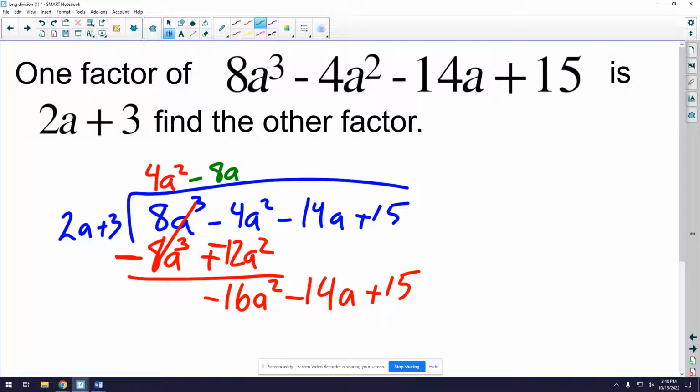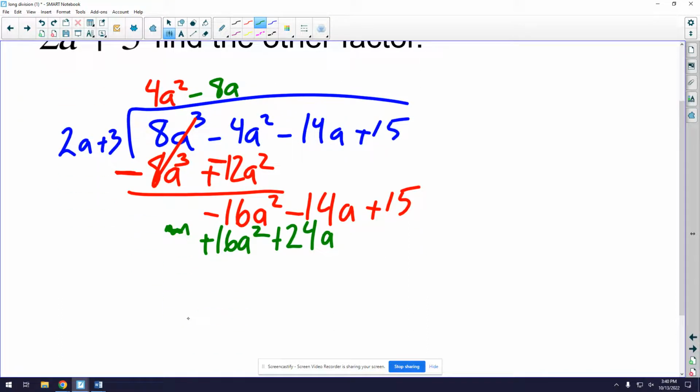Distribute that negative 8a to both of those terms. Negative 8 times 2 is negative 16. A times a is a squared. Negative 8 times 3 is minus 24a. And since I am subtracting, I'm going to turn both of those into a positive. Because you're going to subtract, I was just going to flip the signs in the end. And combine those. Negative 16a squared plus 16a squared is gone. Negative 14 plus 24 would be 10a plus your 15. Just bring that down.